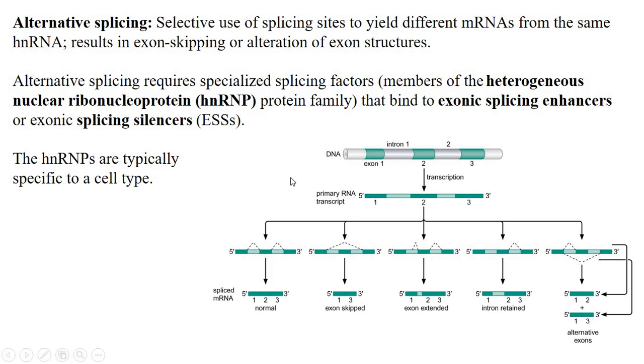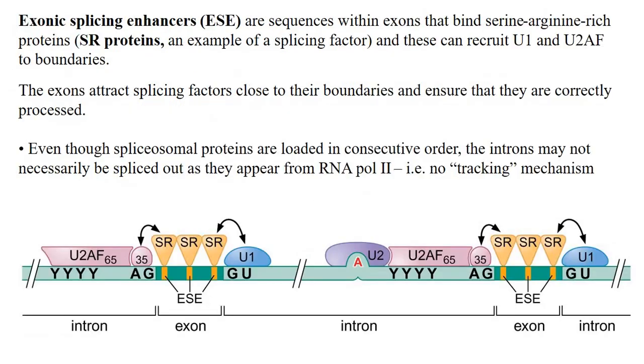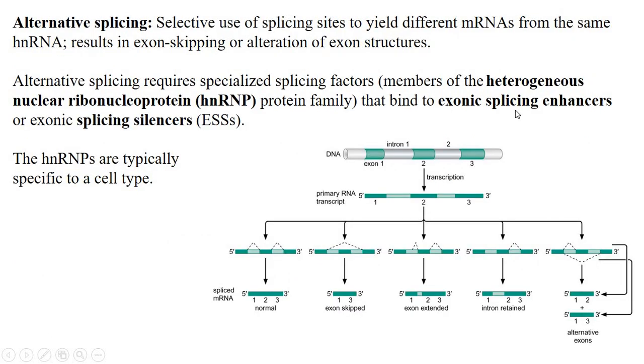Alternative splicing requires specialized splicing factors. These are members of the heterogeneous nuclear ribonucleoprotein, or hnRNP, families. These bind to the exonic splicing enhancers that we talked about in the previous slides, which are especially rich in sequences that bind the serine and arginine rich proteins. These usually bind to exonic splicing enhancers or exonic splicing silencers. If the hnRNPs bind to these splicing silencers, this will avoid splicing of that portion of the gene. hnRNPs are typically specific to a cell type, so different cell types make different splicing isoforms of the same genes.